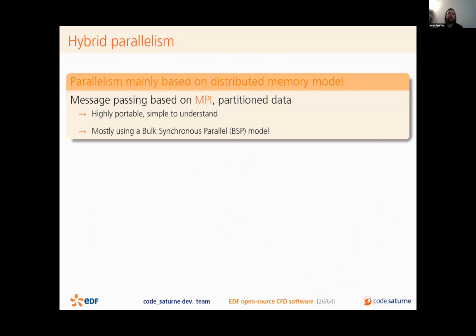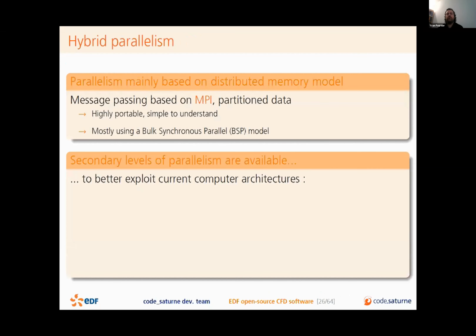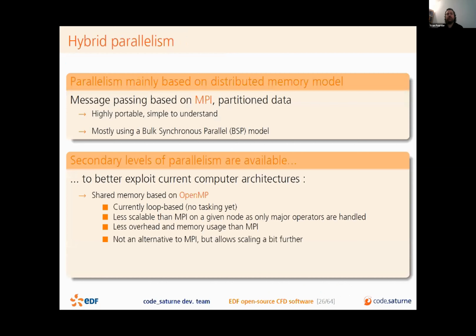Nothing extraordinary or original here. Basically, mainly based on MPI, partitioned data, classical model, and mainly bulk synchronous parallel model. And then we can have secondary levels of parallelism. So shared memory based on OpenMP, which is actually some work mainly done a few years ago, which is mainly loop-based. So it's definitely not as good as MPI, even on a single node for most operators.